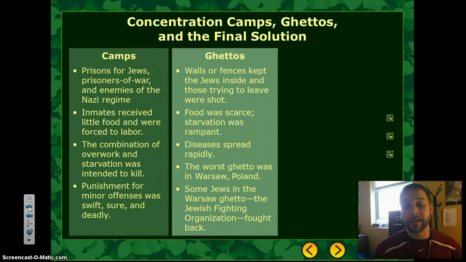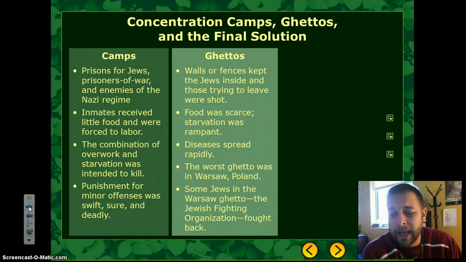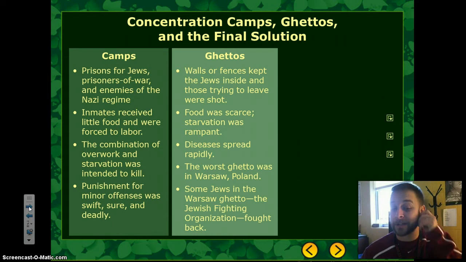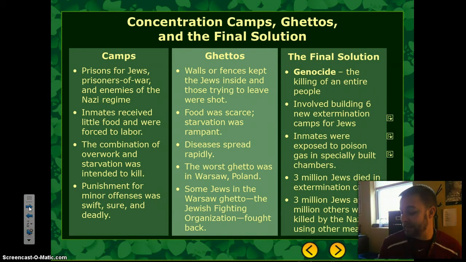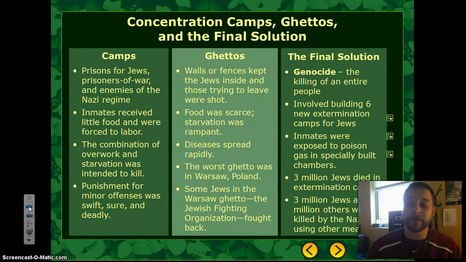The ghettos, again, are just as bad. Food is scarce, starvation's rampant. You have horrible disease, epidemics going through, and again, in Warsaw, the worst of them, you have the Jewish Fighting Organization, which actually does fight back. So finally, Hitler decides this isn't happening quickly enough. We need a final solution. And the final solution is, for all intents and purposes, genocide. The attempt to kill all the Jews in Europe.